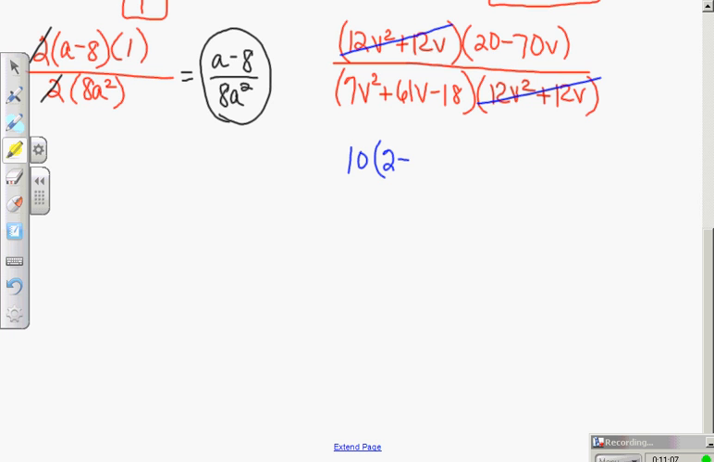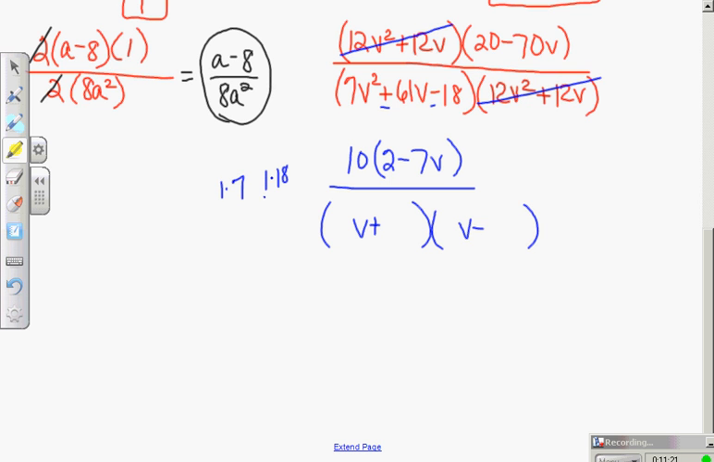Now I'm going to get about the business of actually factoring and seeing what else maybe I could cancel. So my numerator has a greatest common factor of 10, so I have 2 minus 7v. My denominator is going to factor into some sort of trinomial with v plus and minus. I need to look at the factors of 7 and how they combine with the factors of 18 to make 61. So I'm subtracting, because remember when I've got my opposite signs, so I start.